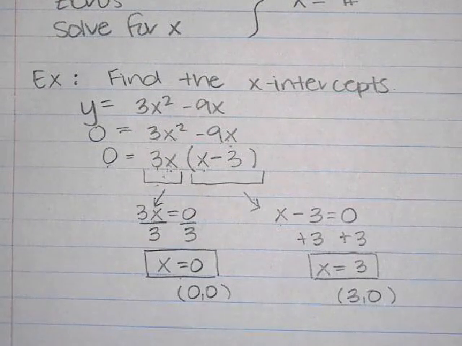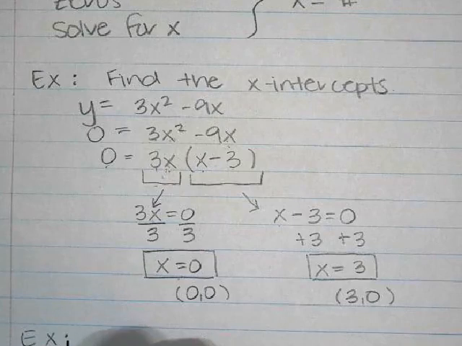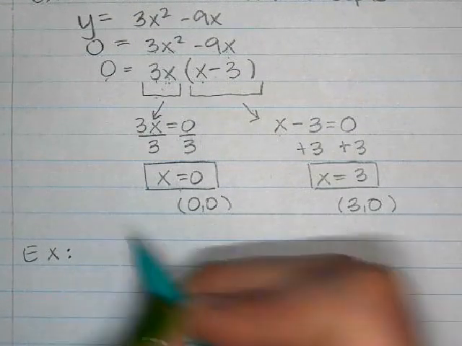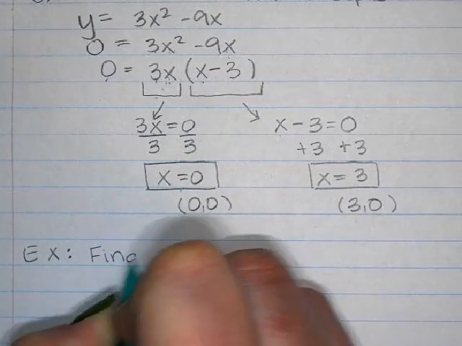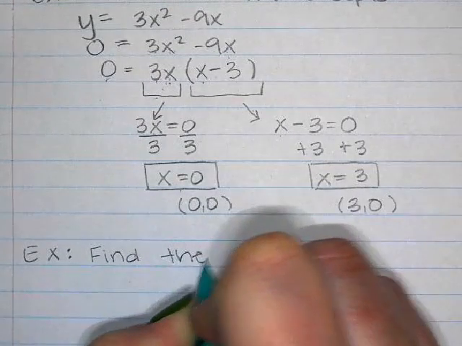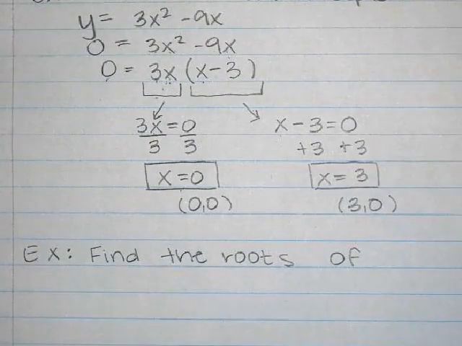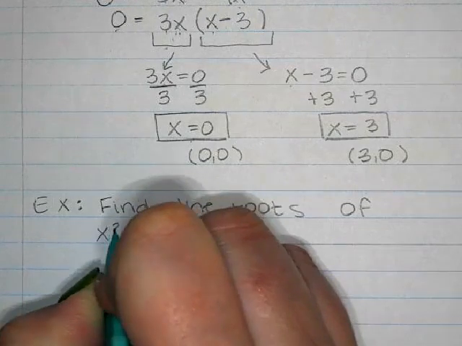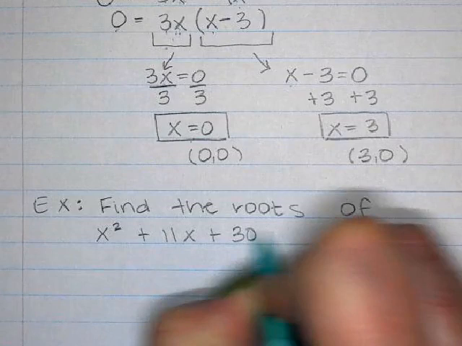Okay, brains feeling good? Marvelous. Okay, let's try another one. With this one, we're going to say, find the roots of, let's say, x squared plus 11x plus 30 equals 0.